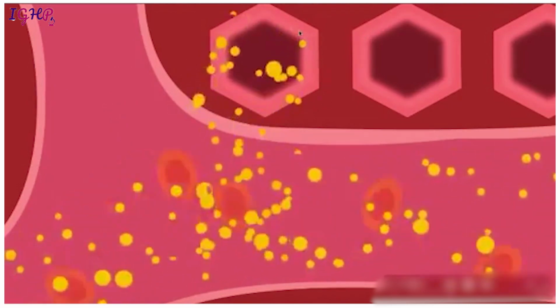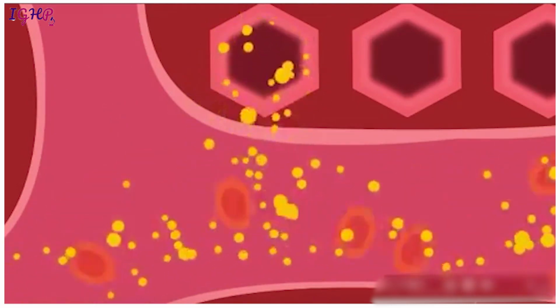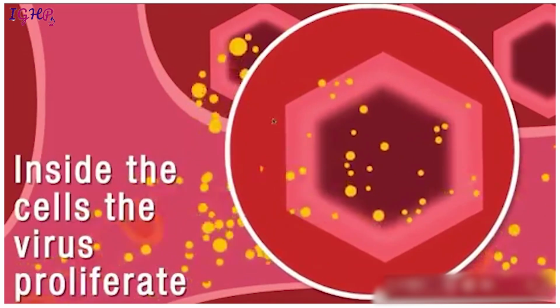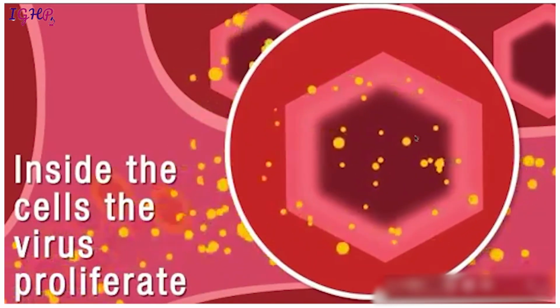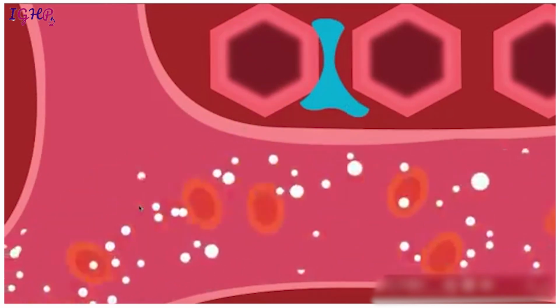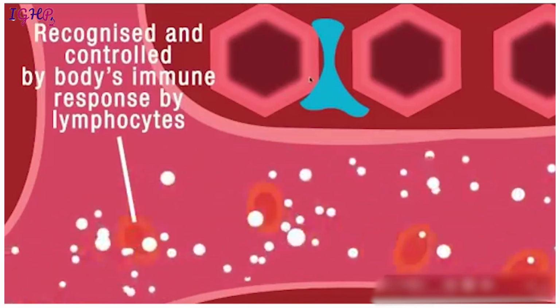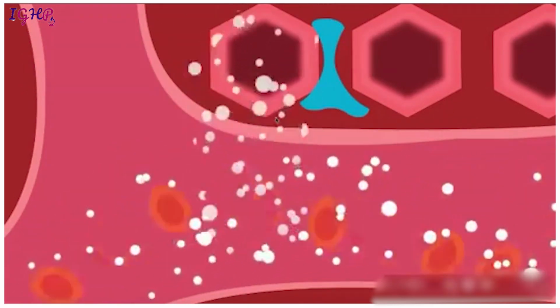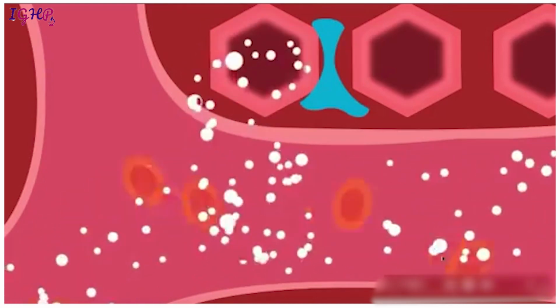So these viruses, once inside the hepatocytes, they proliferate inside the hepatocyte. So they enlarge within the hepatocyte, they proliferate, and when they proliferate, this particular cell is going to express certain receptors. These receptors are then going to be recognized by the body's immune system. So these are the body's lymphocytes which are there, and they are going to recognize these receptors which are present on the infected cells, and these immune cells are going to come and damage the hepatocytes.